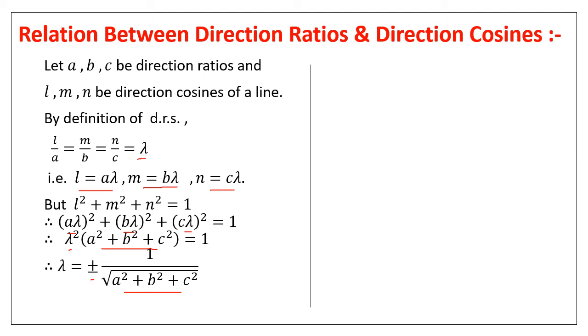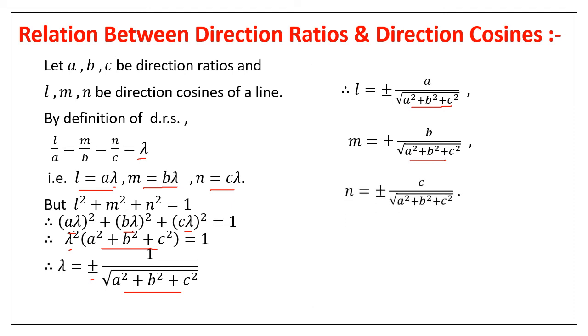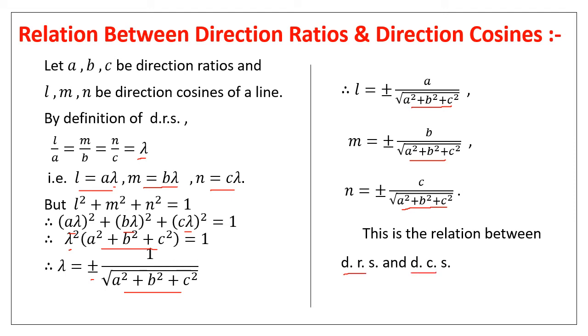Now substituting the value of λ in our L, M and N, we will get direction cosines. So L = ±A/√(A² + B² + C²), M = ±B/√(A² + B² + C²), and N = ±C/√(A² + B² + C²). So this is the relation between direction ratios and direction cosines.